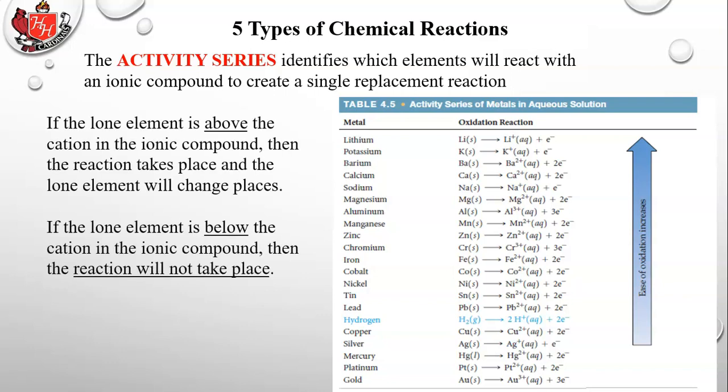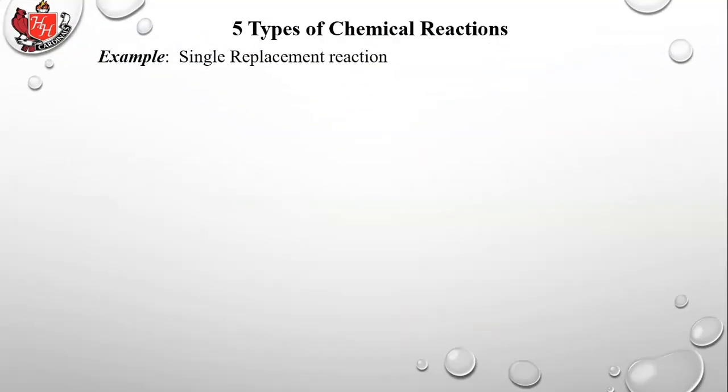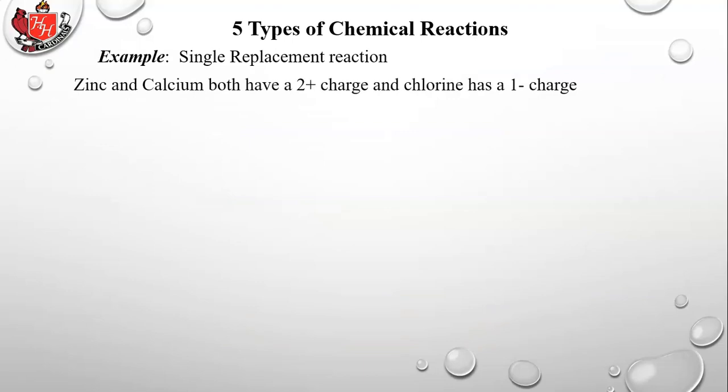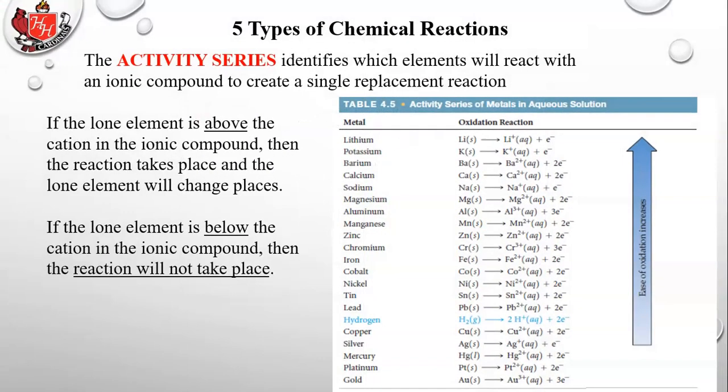So if the lone element is above the cation in the ionic compound, then the reaction takes place and the lone element will change places. If the lone element is below the cation in the ionic compound, then the reaction will not take place. So we'll see several examples to kind of clarify this. Let's understand why this happens. Let's take a look actually back at this again.